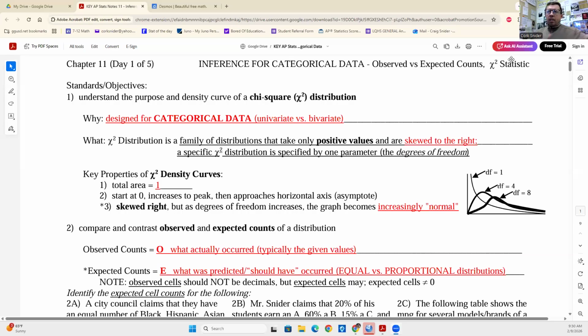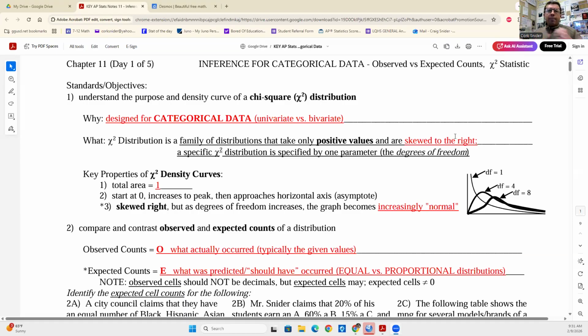StatMan here to go over the chi-square goodness of fit materials. All right, so it's probably going to be this blue packet right here. Probably going to be this, okay?